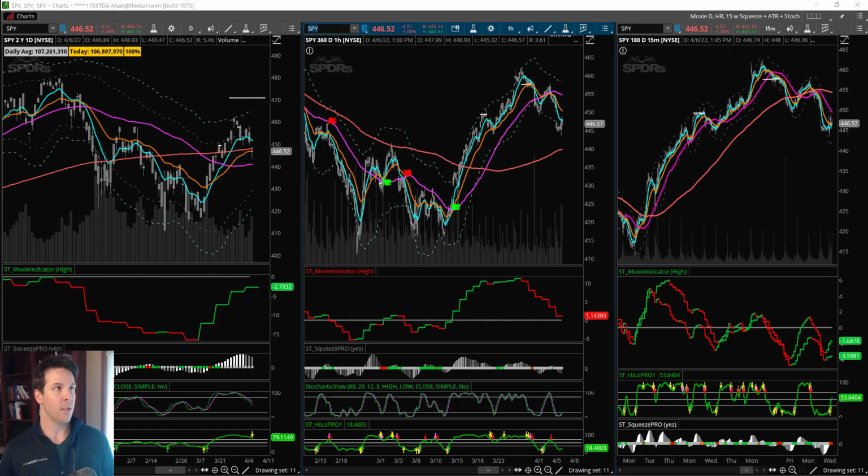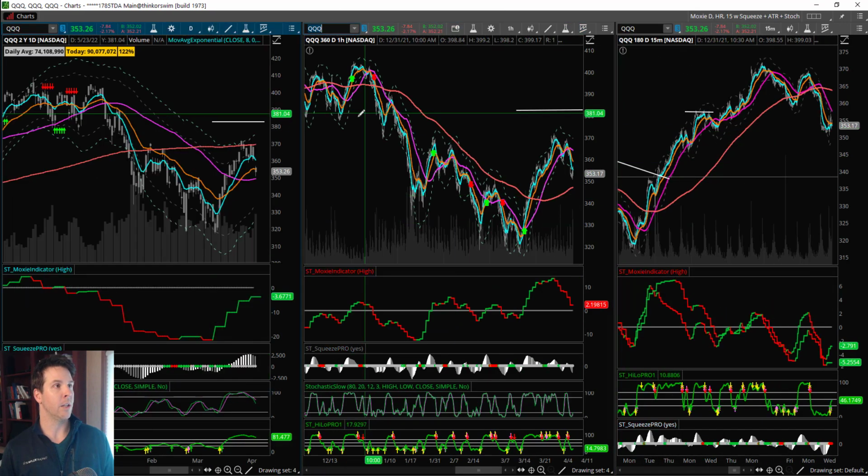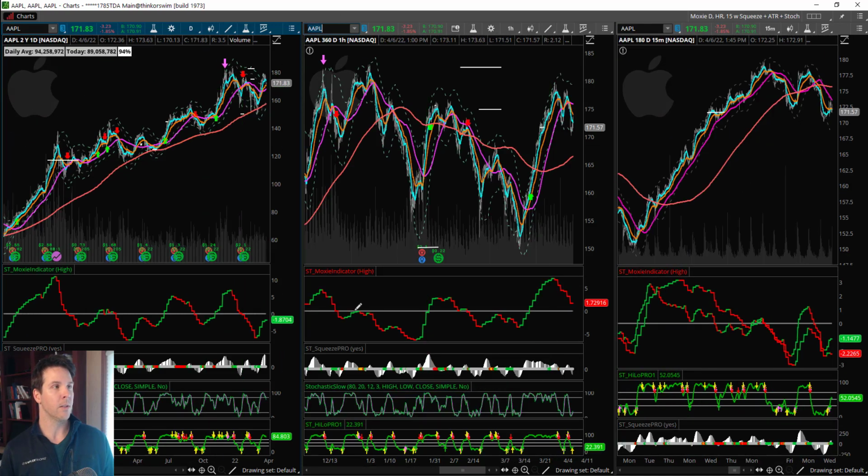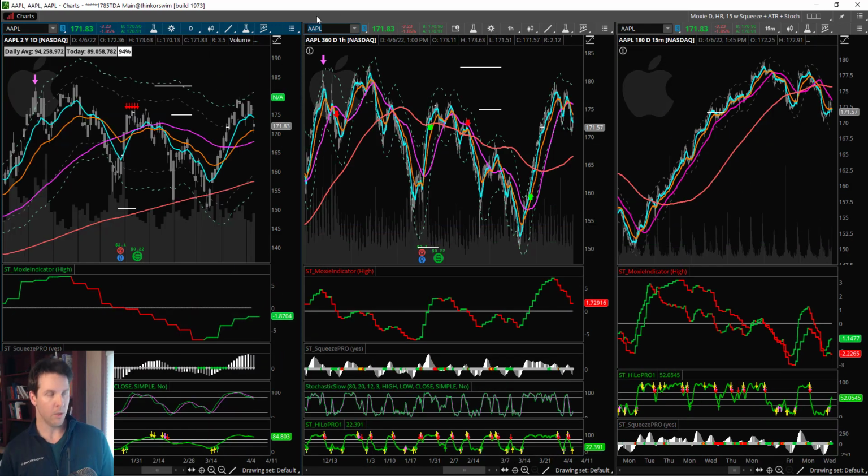But we could see that on the S&P. We could see it on the Nasdaq here on the daily chart. You could see that price was over the 50, but the Moxie indicator was below 0. So we got that pullback there. And then we could see Apple even had it. In through here, you could see that we had price over the 50, but the Moxie indicator was below 0. So yet again, price should not be over the 50 if the Moxie indicator is below 0.